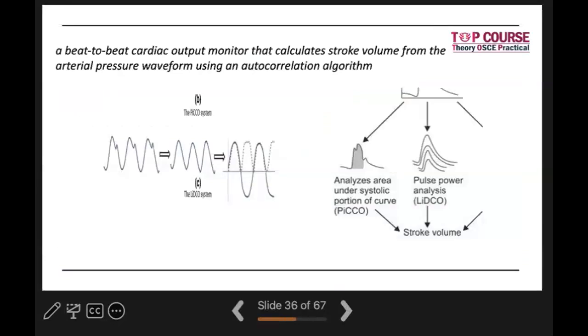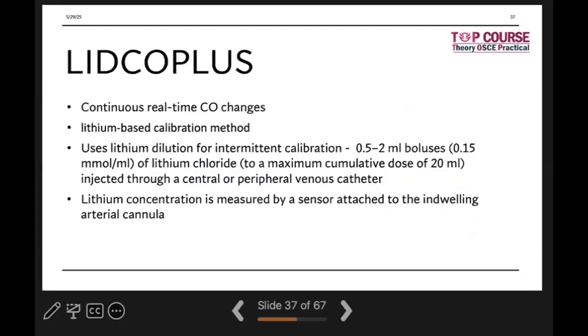It is a beat-to-beat cardiac output monitor that calculates the stroke volume from the arterial pressure waveform using an autocorrelation algorithm, which is called pulse power analysis. It calibrates its system by injection of lithium chloride, at least 0.5 to 2 ml boluses, through a central or a peripheral venous catheter. There is another arterial catheter which senses this lithium using a sensor. That is how LiDCO plus calibrates the system.